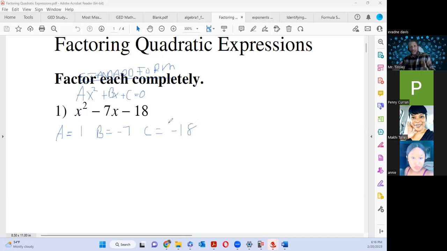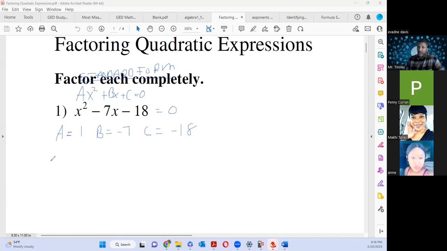What causes confusion sometimes is, hold on, Mr. Tiz, I thought you said standard form was ax squared plus bx plus c equals 0. Well, this doesn't have equal to anything. So when you see something like this, you assume it is equal to 0. They don't give you an equal sign. They just have the quadratic equation, assume it's equal to 0. So now A is 1, B is -7, and C is -18.